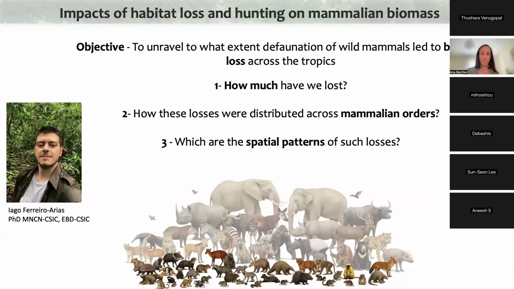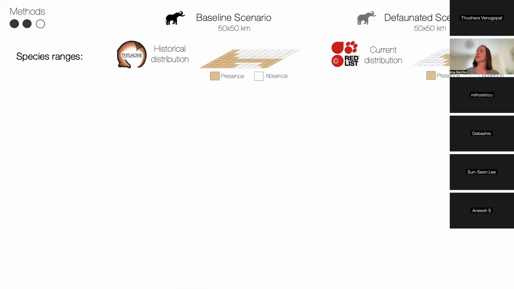biomass patterns. So here we did a combination of different models that we had developed in the past years, together with information from different sources. And we start with the species ranges for a baseline scenario, so a historical distribution where there are no human impacts. And then we use a defaunation scenario where we focus on the current distribution of species ranges.